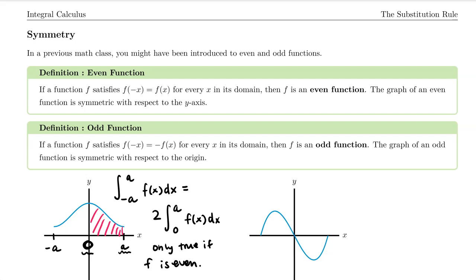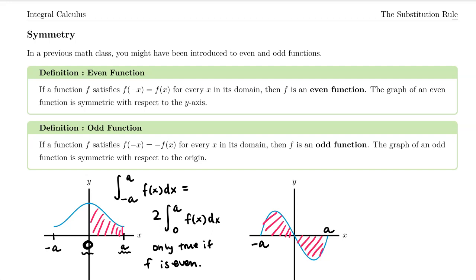So down here on the right-hand side, we have the graph of an odd function. And why do we care about the definite integral of an odd function if the limits of integration are from negative a to positive a? Well, what's going to happen is these are going to be the same area, except one's going to be above the x-axis and one is going to be below the x-axis.